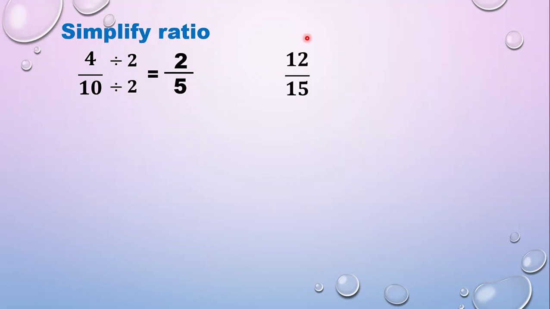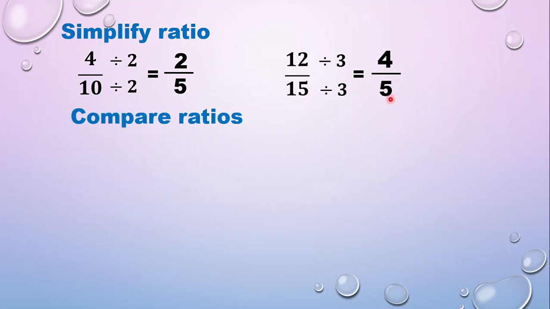Next, 12/15. 12 and 15 have a greatest common factor of 3. So divide by 3. 12 divided by 3 is 4. Then 15 divided by 3 is 5. It means that 12/15 is equivalent or equal to 4/5.